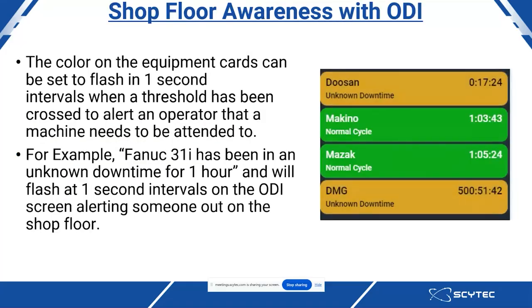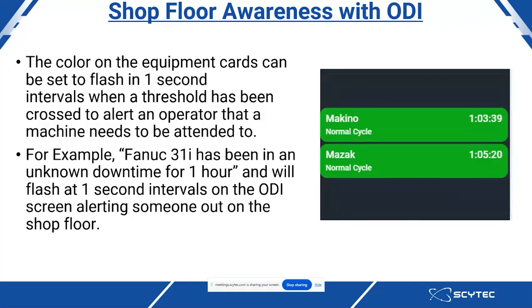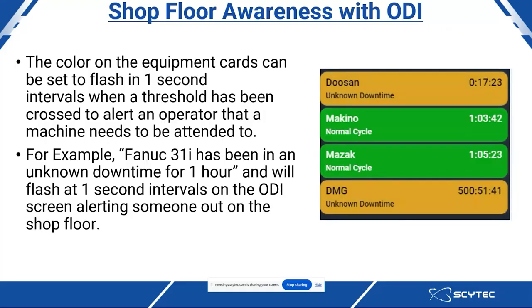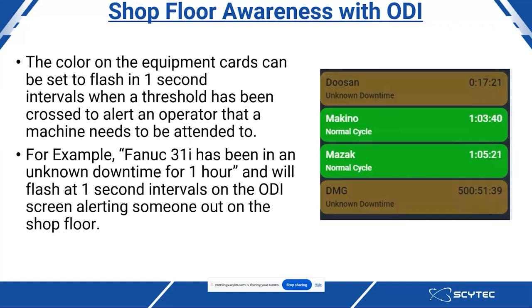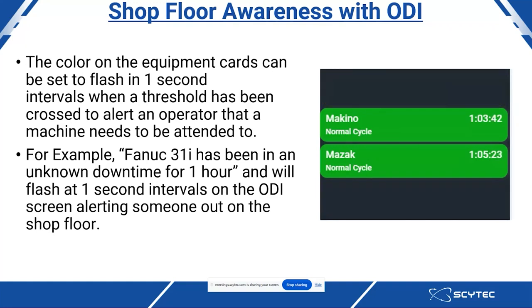Finally, I'd like to discuss shop floor awareness with ODI. And as I said, with the small equipment cards, you have the ability to make them flash after a certain user-defined event has been crossed. So the color on the equipment card screen can be set to flash in 1 second intervals when a threshold has been crossed to alert an operator to attend to whatever is going on with a machine. For example, we'll say a FANUC 31i has been in an unknown downtime for an hour, and that flashing will then start after that hour mark has been crossed at 1 second intervals on the ODI screen, alerting that operator to go out and fix whatever is going on with that machine.